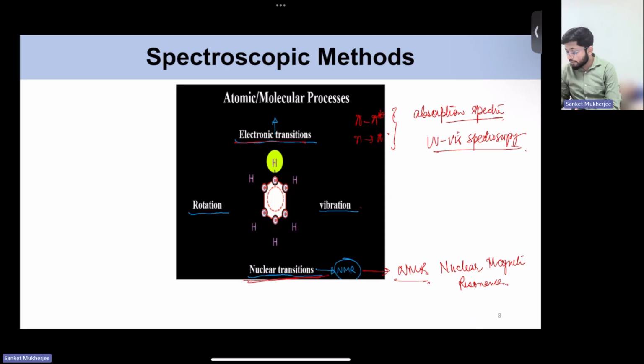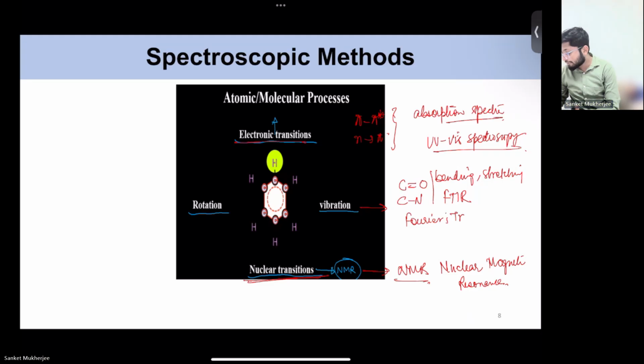Vibrations could be there. So vibrations between, let's say, CO bonds, CN bonds, there could be bending and stretching kind of vibrations, and these can be used for FTIR, that is Fourier transform infrared spectroscopy.